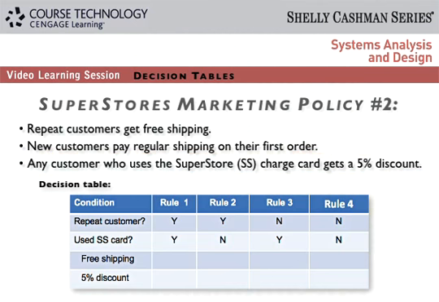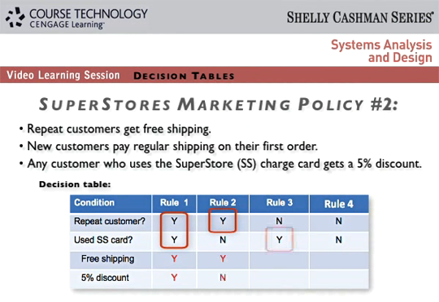The table now has 2 conditions, which means 4 rules, because there are 4 possible combinations of yes and no. We can use the yes-no patterns to display every combination. In Rule 1, a repeat customer who uses the Superstore card gets free shipping and a discount. In Rule 2, a repeat customer who doesn't use the card only gets free shipping.